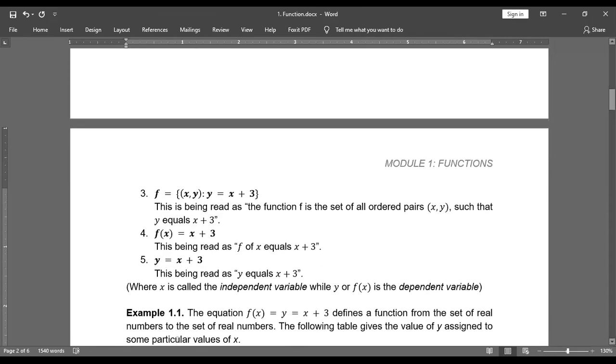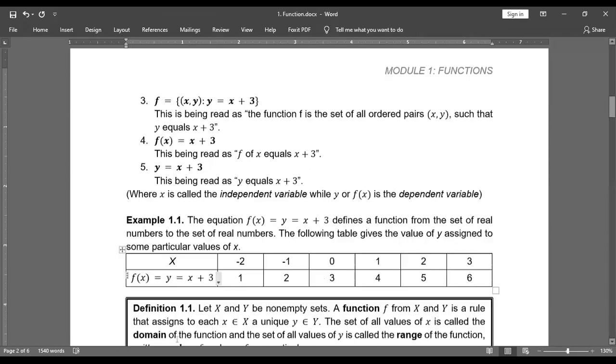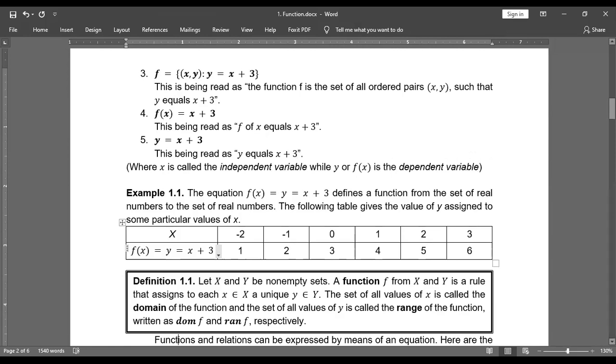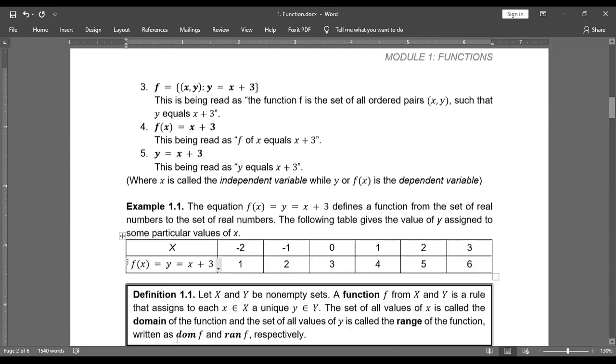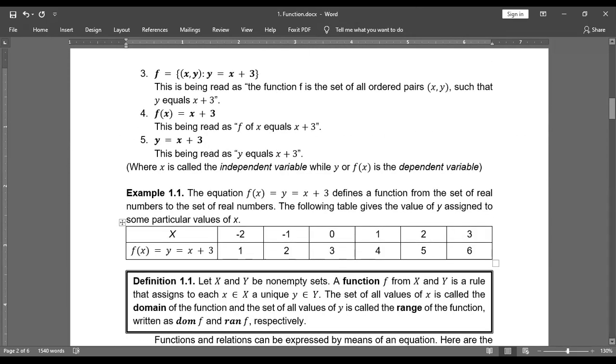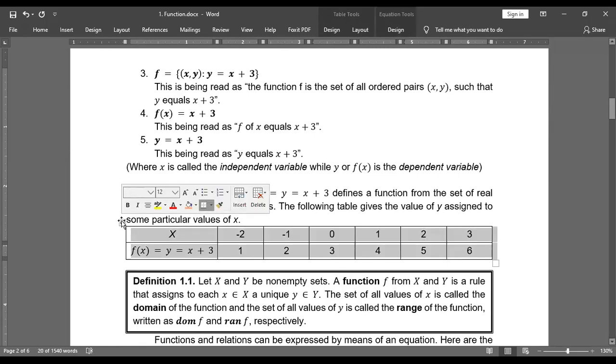Now, example 1.1, the equation f of x or y is equivalent to x plus 3 defines a function from the set of real numbers. The following table gives the value of y assigned to some particular value of x. For example, ito. If you remember, we have different ways to express functions and relations. One of these is the tabular form or table form. Ito yung example natin. And we have 4 more.